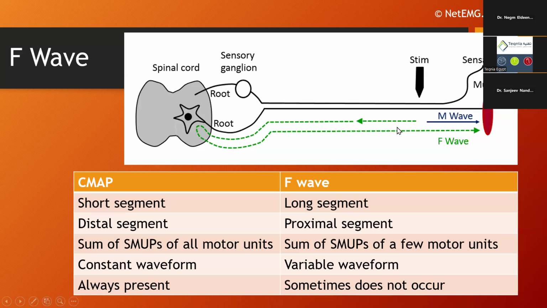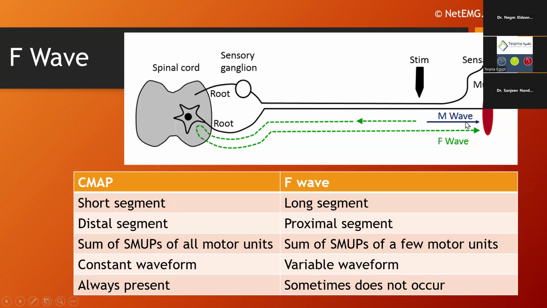It is important to note that the number of axons that respond to this arrival of action potential is very small, maybe 1 to 2%, plus it will be different motor neurons that respond every time. So the F wave is a long segment study. We are looking at conduction over a long pathway. Motor is a short segment study. Motor is a distal segment. F wave is a proximal segment.